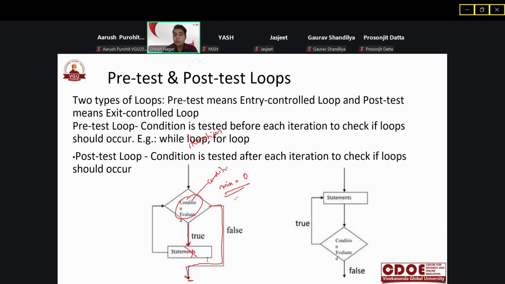Examples of pre-test loops are while loop and for loop. Okay, so while and for are the loops which are pre-test loops. It means it is necessary to evaluate the condition before executing any statement inside the loop. Right?